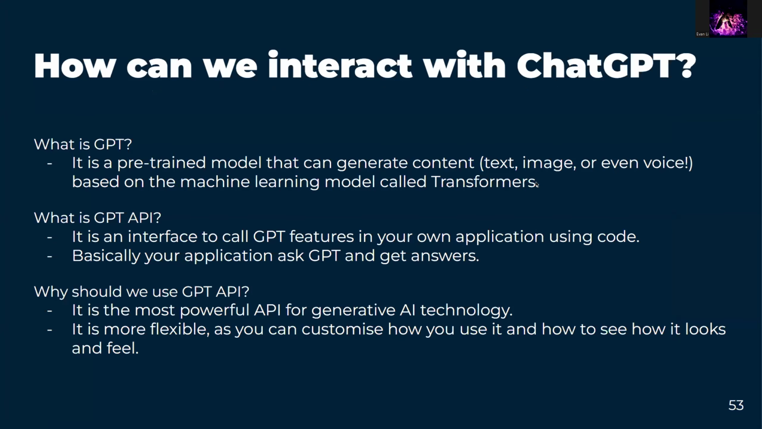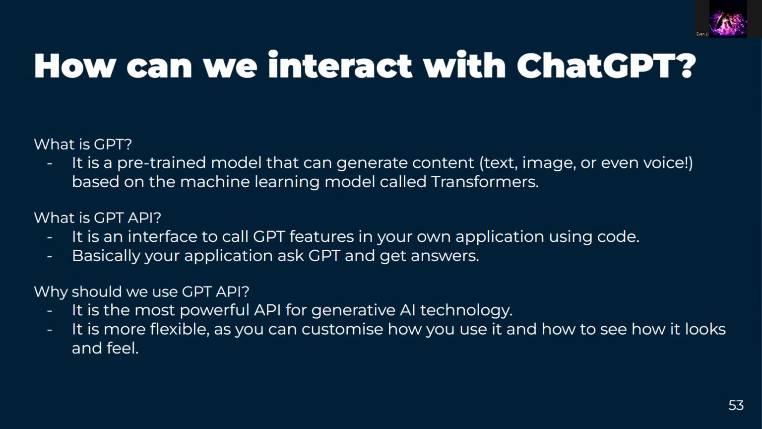Now, let's learn how to interact with ChatGPT. Well, what even is GPT, you may ask? You know the chat part, but what is GPT? Well, GPT is a pre-trained model that could generate content like text, images, or even voice. And it's based on the machine learning model called transformers. What is a GPT API? Well, it's just an interface to call GPT features in your own application using code. Basically, your application asks GPT and gets answers, like you calling your friend for answers.